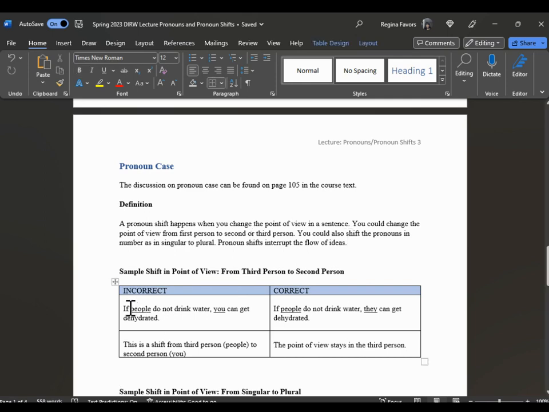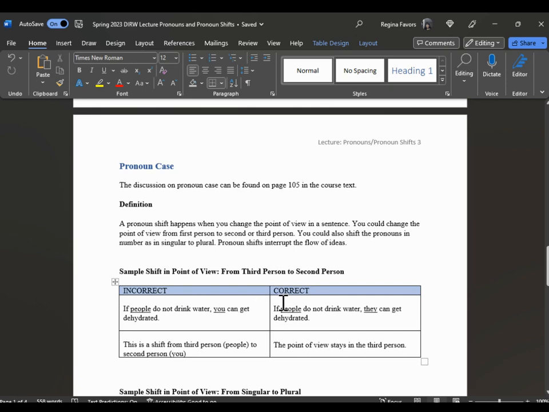So this is the incorrect: if people do not drink water, you can get dehydrated. Okay, the correct way to say this is, if people, which is the subject of the sentence, do not drink water, they can get dehydrated. A lot of times we write the same way we talk.